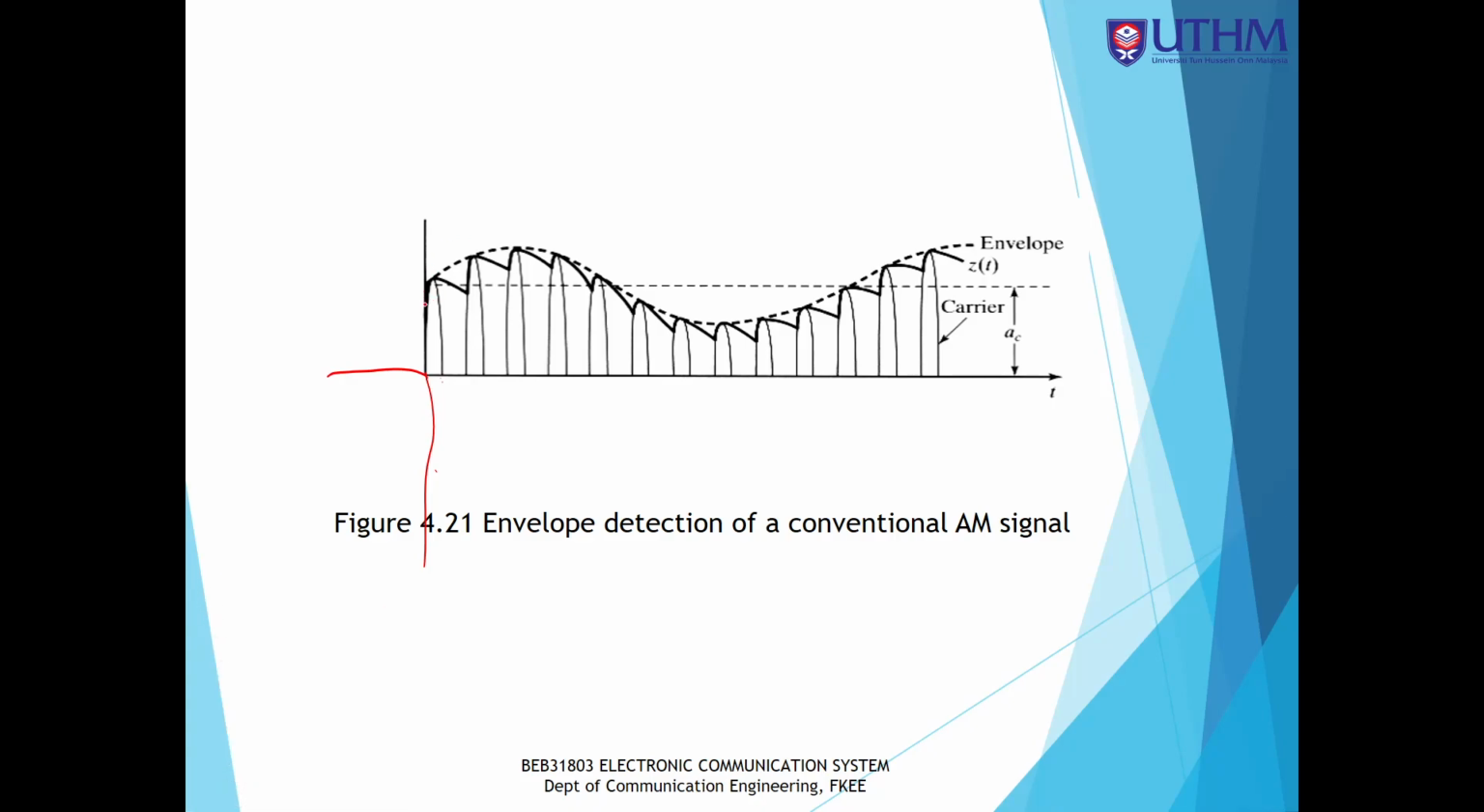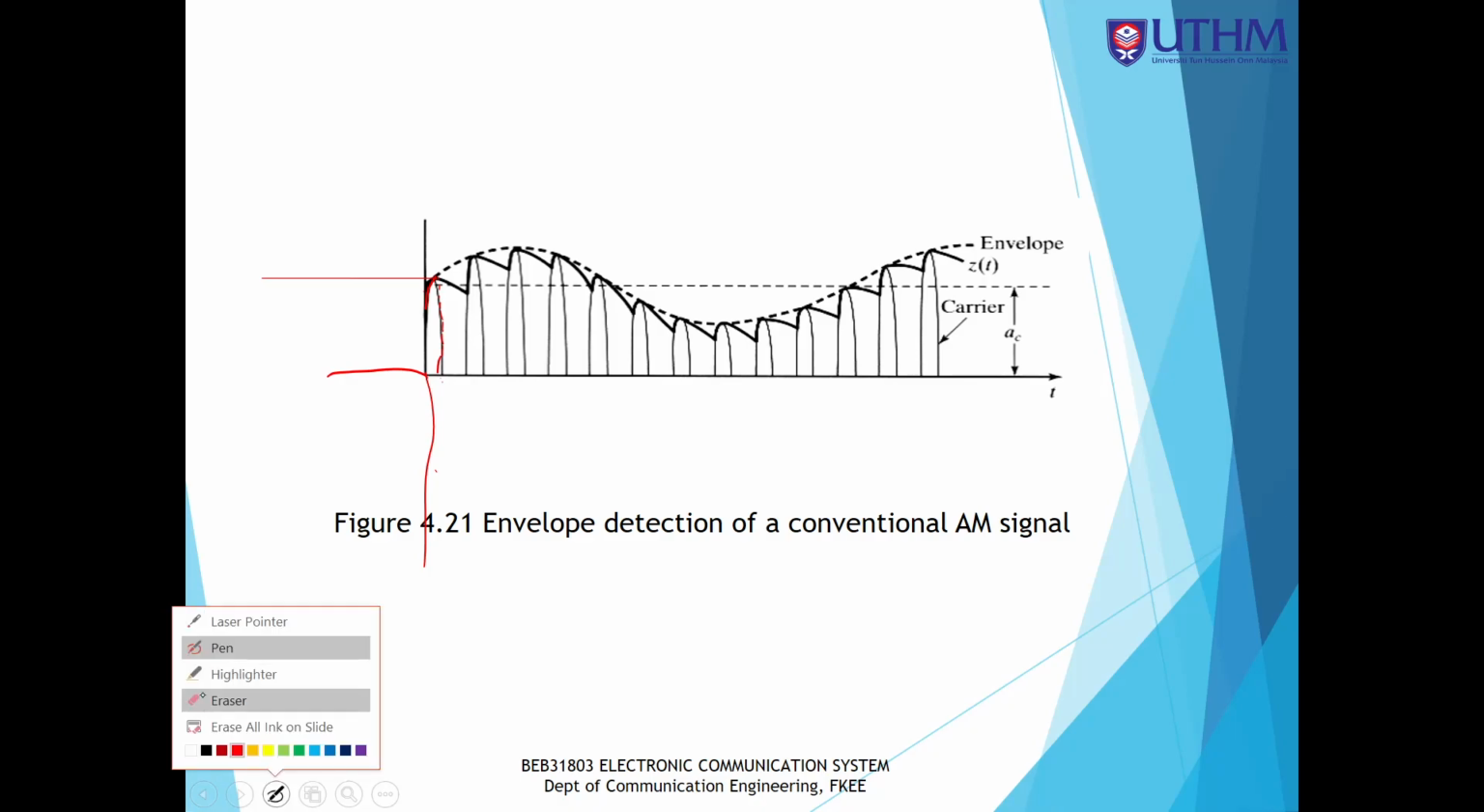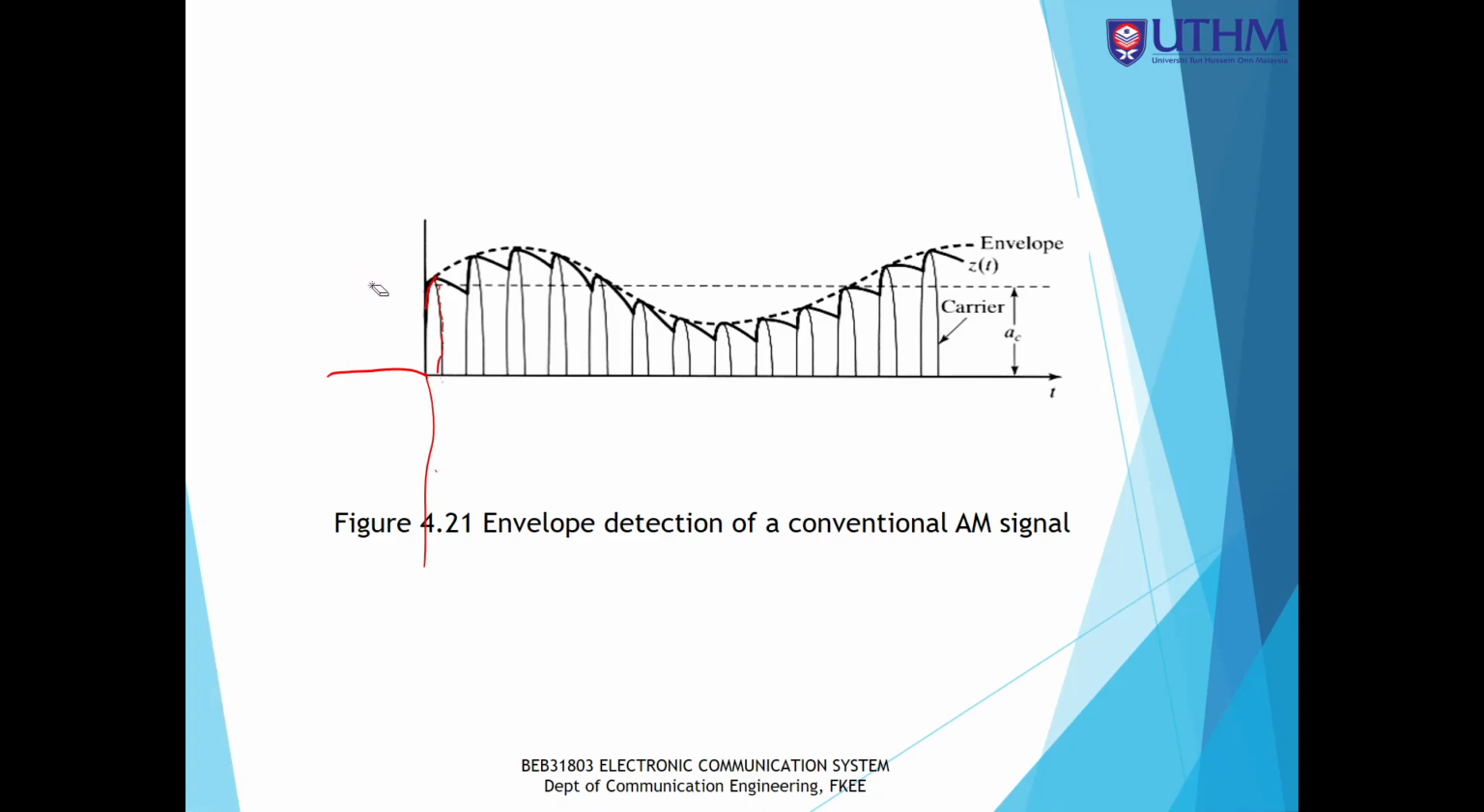Okay, so you see that when the signal wants to go down, the RC tank circuit will delay the transition. So what happened is that the waveform will look like this. Instead of going down, it will slowly go down. Okay, it will prevent the transition towards the negative cycle.